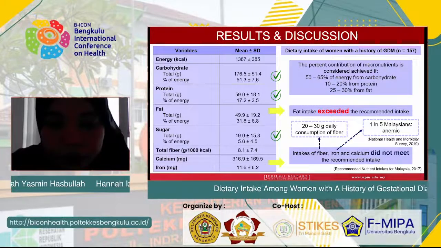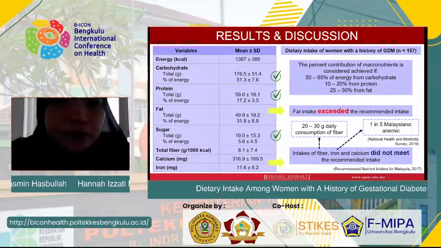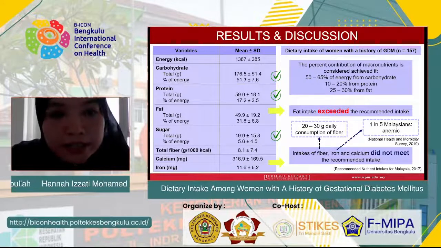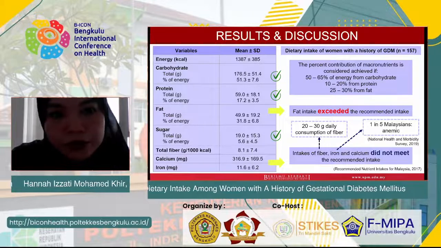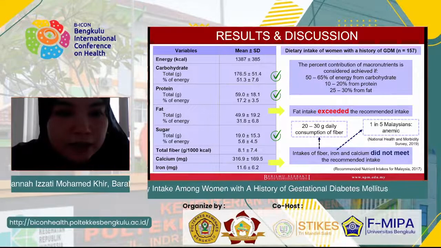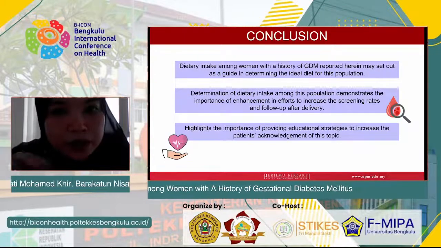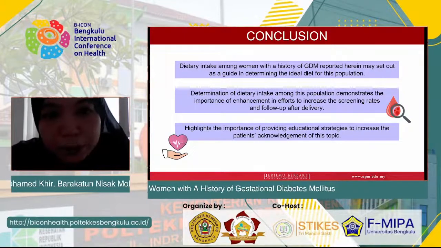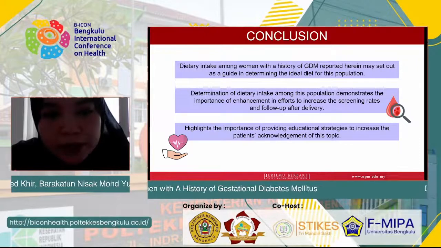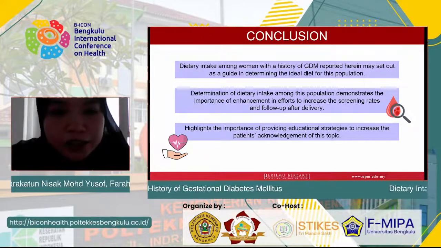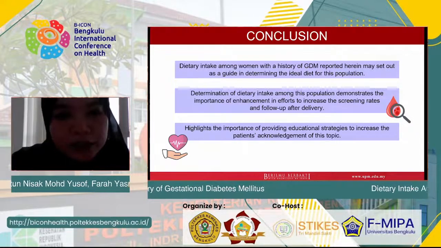Therefore, the RNI recommended several priority areas of research, which include periodic assessment of the iron status of these vulnerable groups and also intervention studies. Next. All right, so in conclusion, dietary intake among women in this population with a history of GDM, as reported herein, is not optimal and may therefore serve as a guide in determining the ideal diet for this population in order for early preventive measures to be delivered.